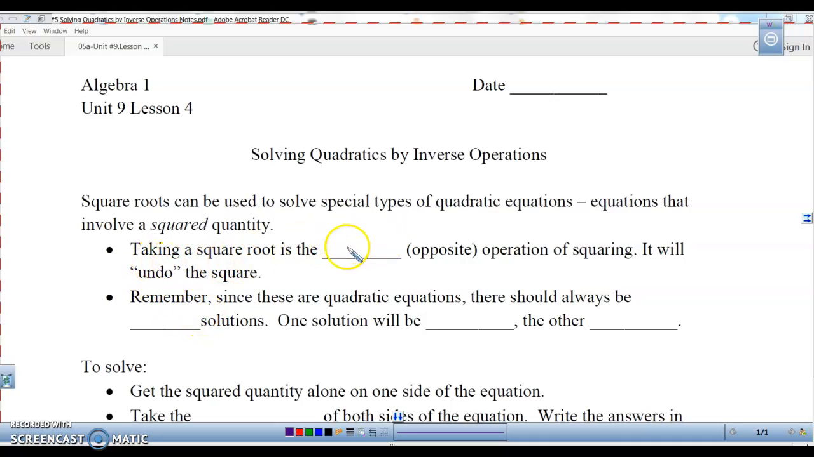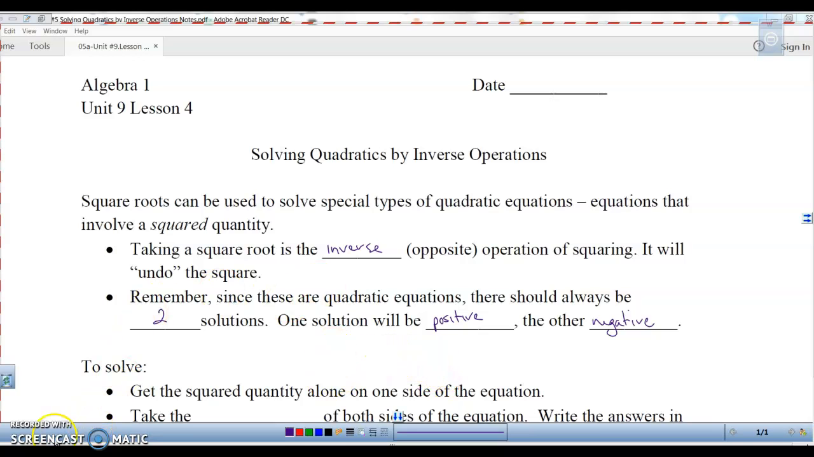Taking a square root is the inverse operation of squaring. So if you take a square root, you are undoing a square. And remember, since these are quadratic equations, there should always be two solutions when you solve it, because it's x squared, there should be two answers. One is going to be positive, and the other is going to be negative. And unless you are told to eliminate the negative, you have to include them both.